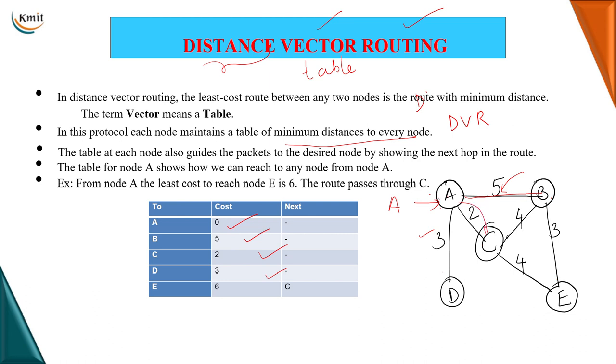So what is the next hop that I have to make? A hop is one jump from one node to another node. I will make a jump with a cost of 2, and then from C to E I will make a hop with a cost of 4. When I add these, 2 plus 4, the cost is 6. That is, A is reaching E with a cost of 6 via C.